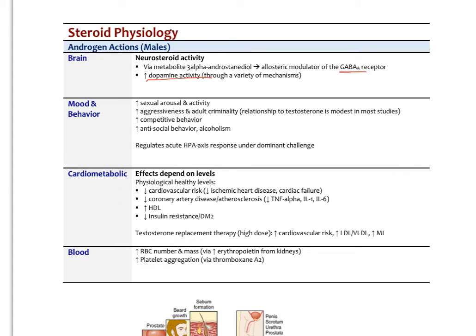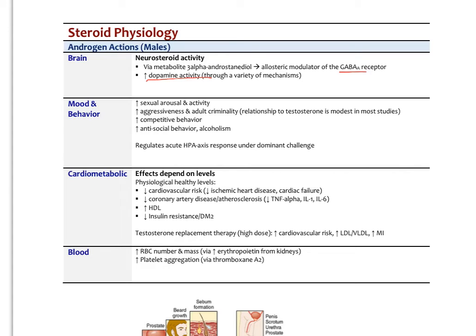Now, in males, testosterone also upregulates GABA a bit, but an easy way to think of that is, again, dopamine, testosterone, serotonin, estrogen, GABA, progesterone. In terms of activity on mood and behavior, testosterone usually increases sexual arousal activity. We think it also increases aggressiveness and adult criminality, but studies that have looked at this in detail have actually found a pretty minimal effect of testosterone. There's a lot of other factors that go into that.